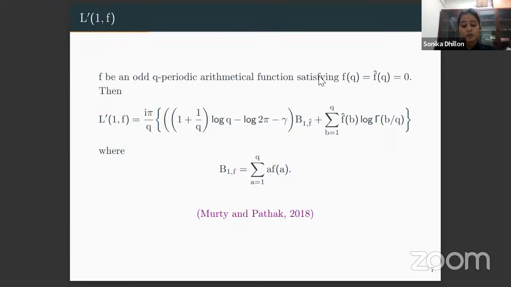Now, another important thing is that we have come across the gamma function, the digamma function. We have come across the logarithm of the gamma function. Why is this logarithm of the gamma function important? For the case k equal to 1, even the derivative of L functions like L'(1, f) can be represented in terms of a log linear combination of gamma function values for the case when f is an odd function. And this was done by Murty and Pathak in 2018.